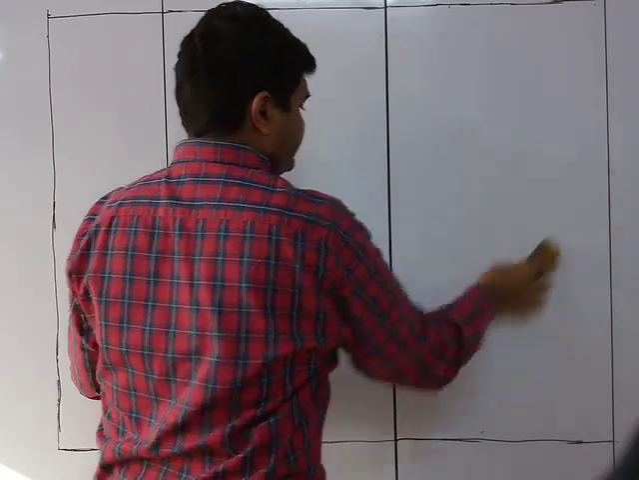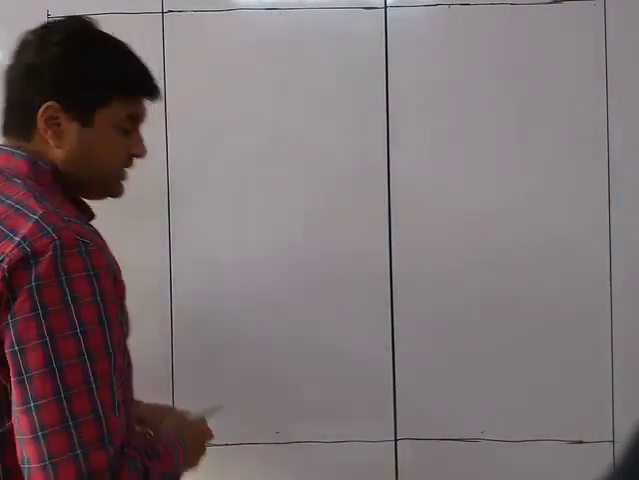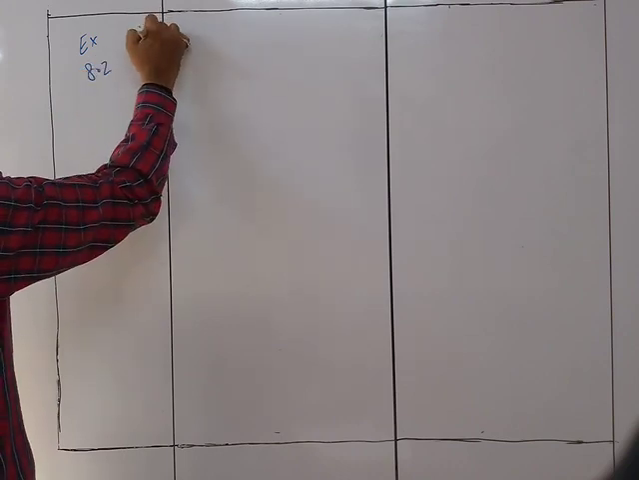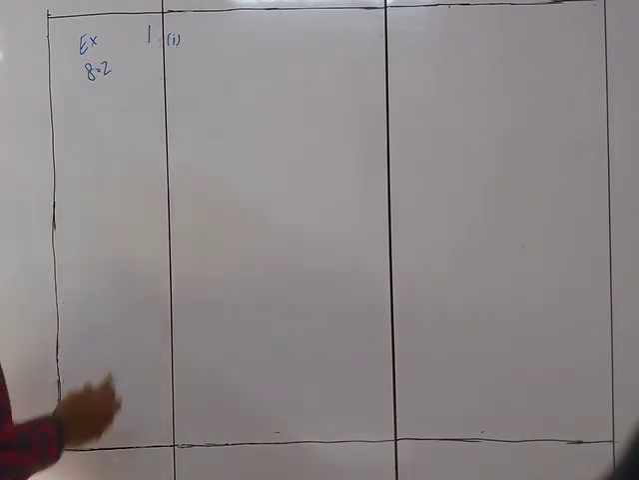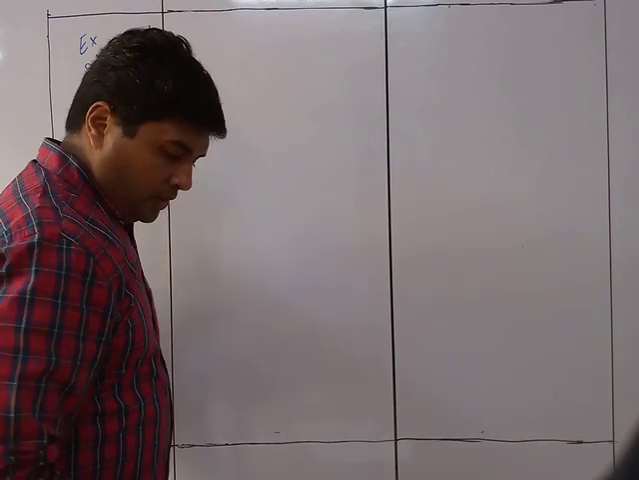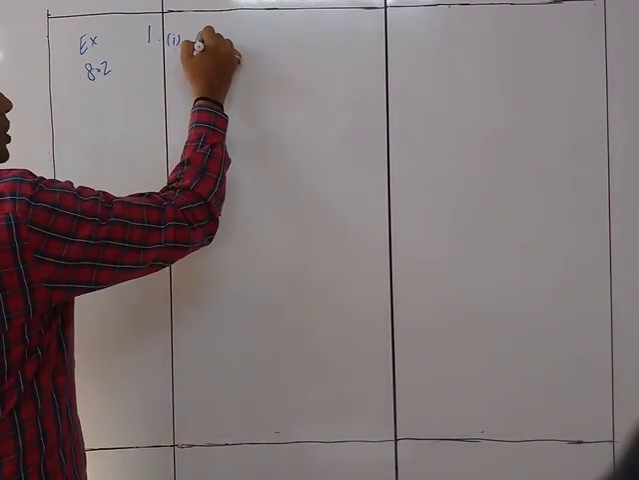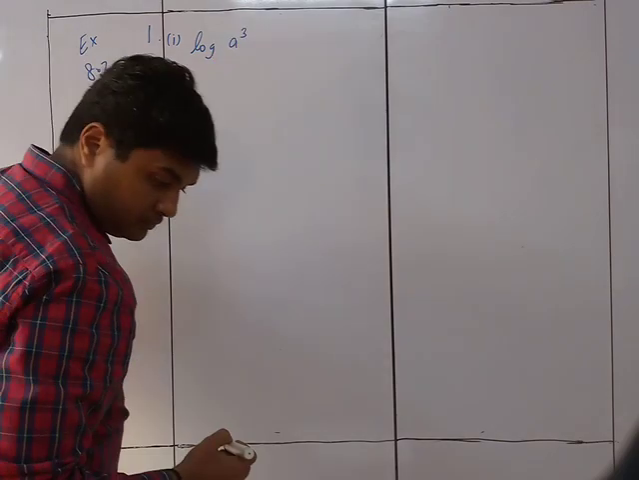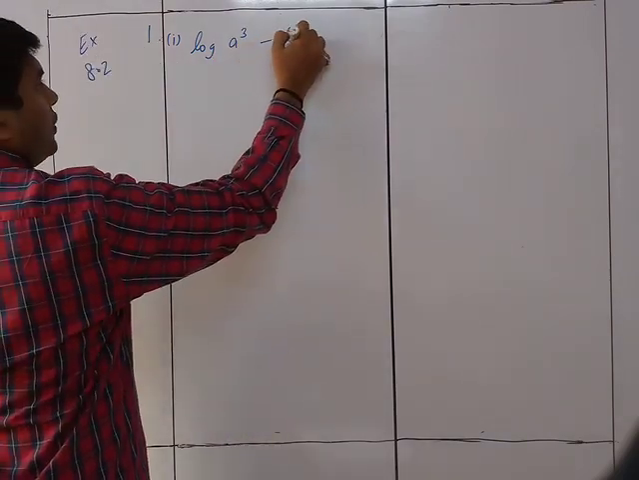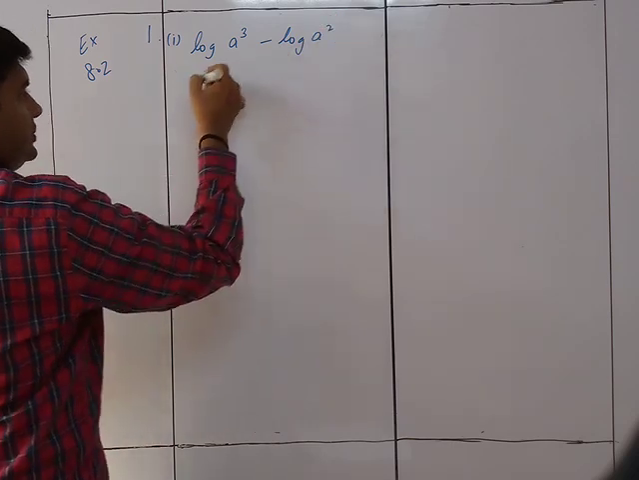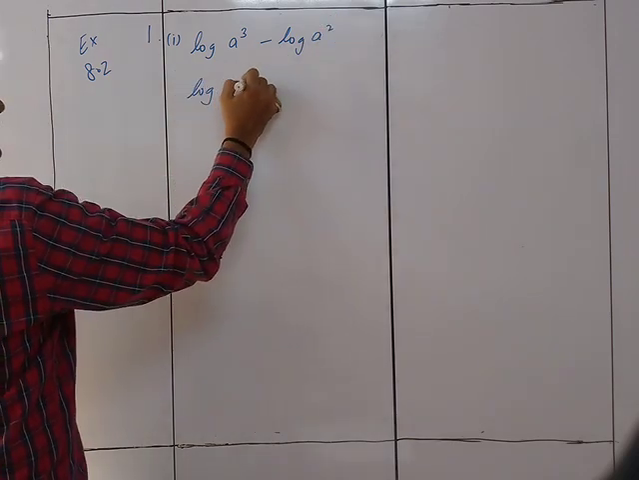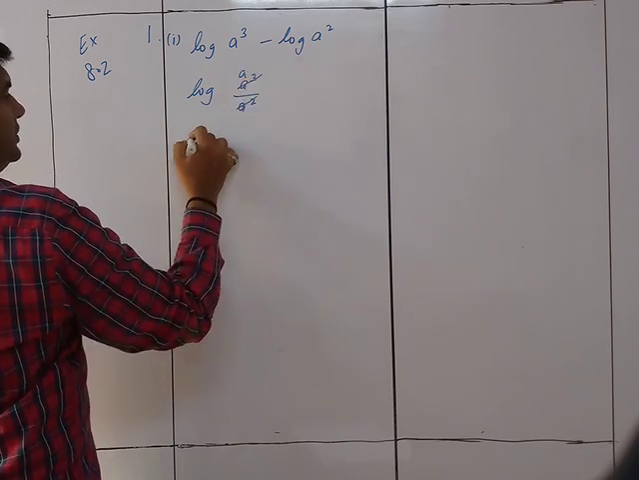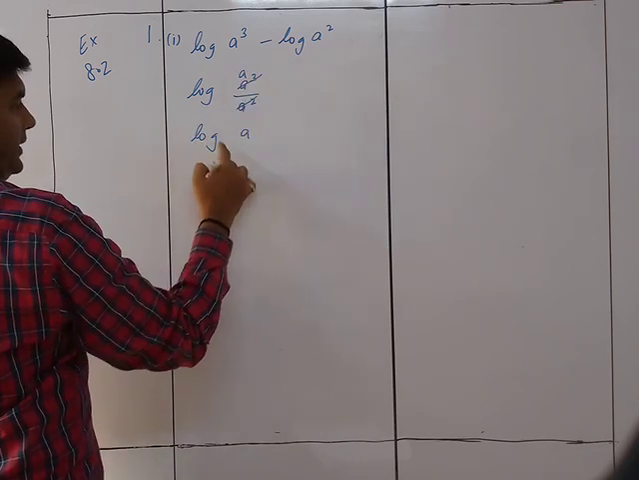Okay, we come to exercise 8.2. So that's exercise 8.2, the first sum. Simplify log of a cube minus log of a square. So we know that it's nothing but log of a cube upon a square, which cancels to a. So it's nothing but log of a.